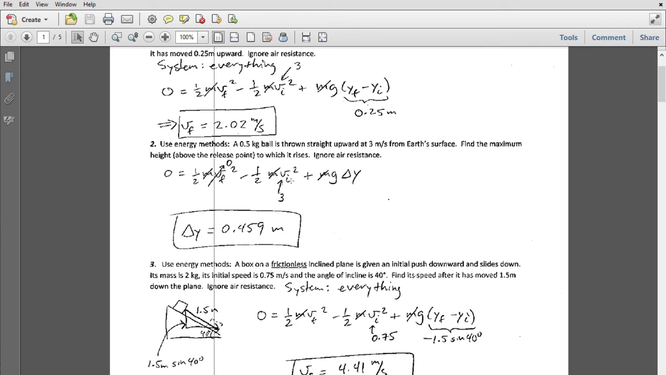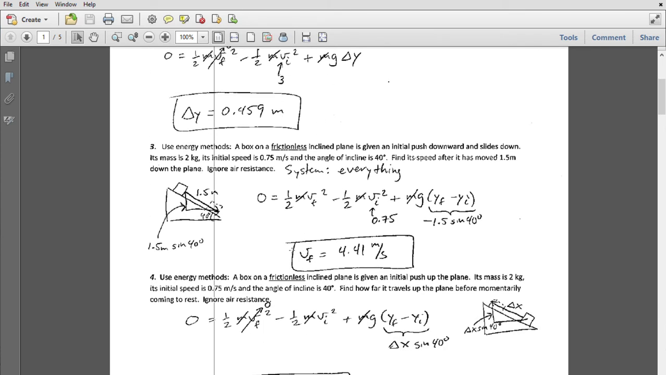Problem 2, again, use energy methods. I'm saying that here because in a lot of these cases we could actually use kinematics, but I want you to practice with using energy methods. Half-kilogram ball thrown upward from the Earth's surface, same initial speed, find the maximum height. So in this case I'm going to take release to be initial, maximum height to be final. That means v final is 0, v initial is 3, and mg times y final minus y initial, or delta y. That delta y is what we're after, how high it goes above the release point. So the m's cancel again, and we're going to solve for delta y in this case. Just a little bit under 1/2 meter.